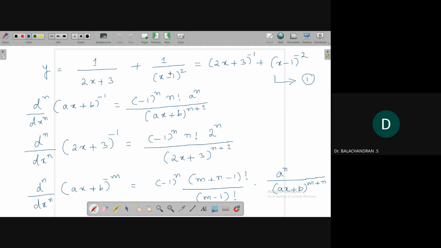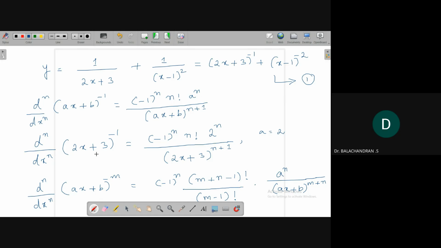So now this is equal to (2x plus 3) whole power minus 1 plus (x minus 1) whole power minus 2. So we need to find now the nth derivative of this function. For this one, you can apply the nth derivative of (ax plus b) whole power minus 1. This result you should remember: (minus 1) whole power n, n factorial into a power n, by (ax plus b) whole power n plus 1. Here a equal to 2.